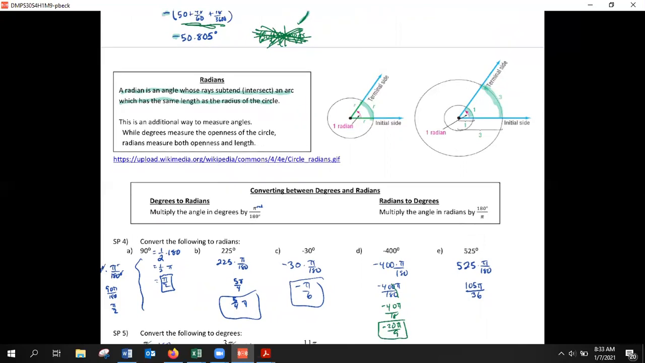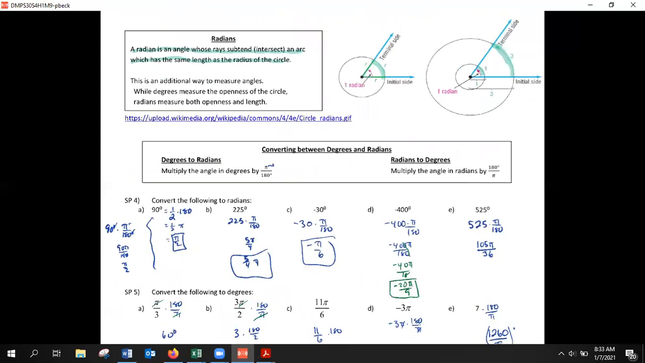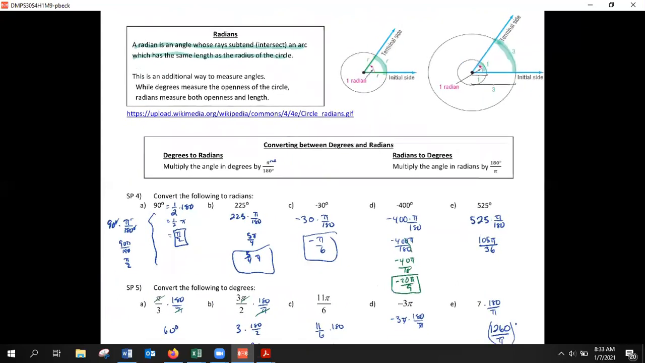And if you see what I have in blue here, that's the link to the GIF, whichever way you prefer to say it. It's the link to that animation that I showed you. So how do we convert between degrees and radians?